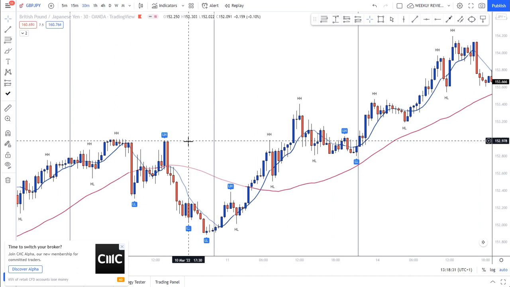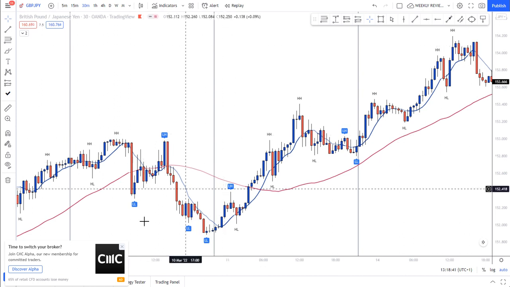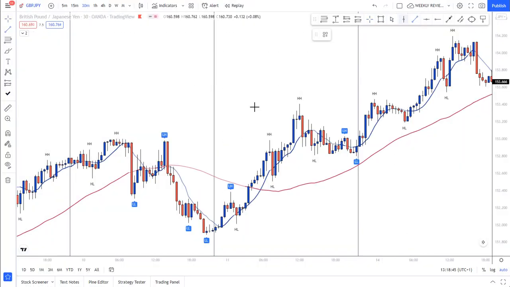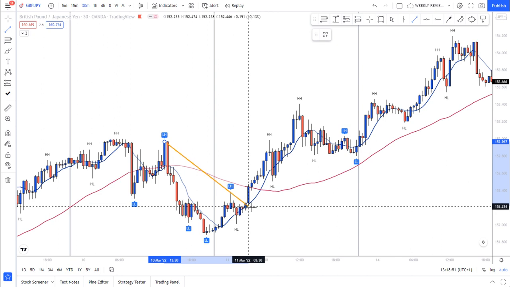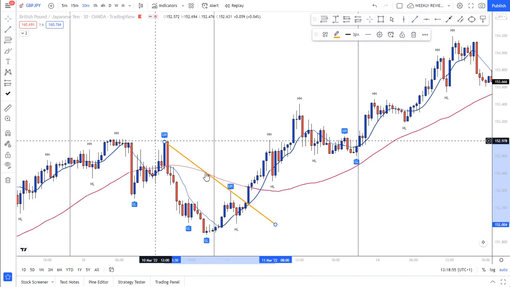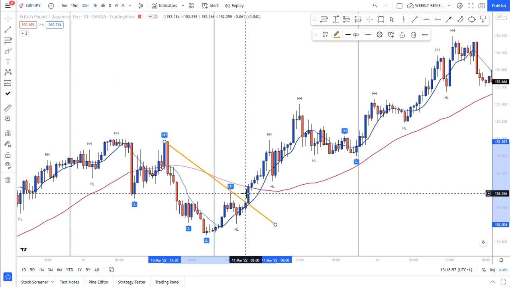First of all, like I've said in the previous videos, we're looking for 2 points of contact, confirmed points of contact with lower highs, higher highs, whatever. So for example, if we start here, we've got a lower high confirmed here, we've got a lower high confirmed here. So there's the 2 points of contact, 1, 2. Yeah, we get the break.